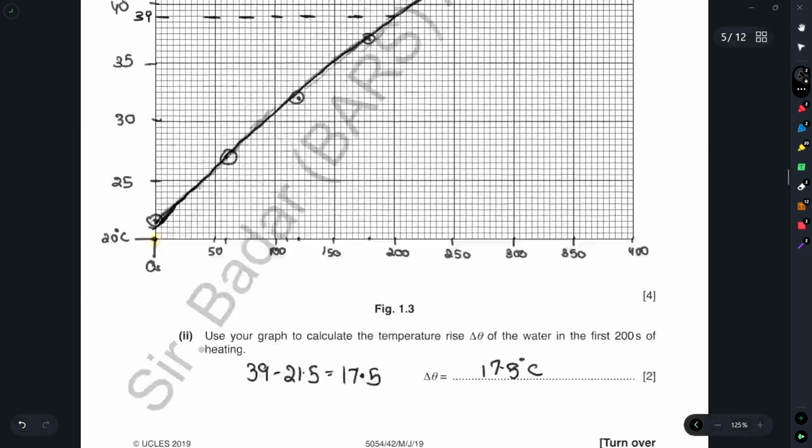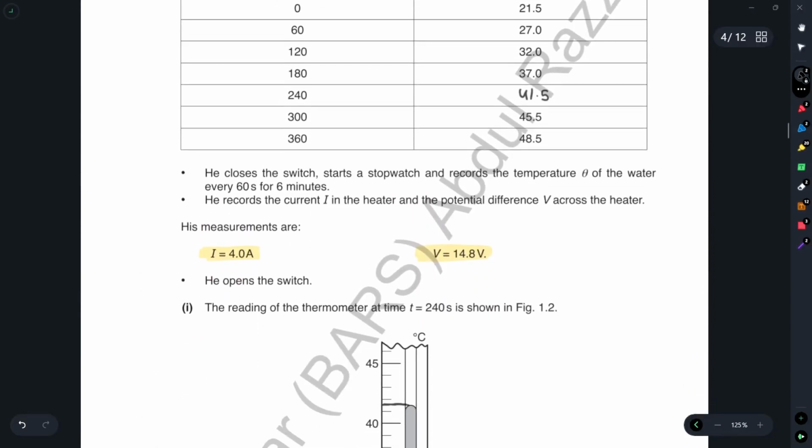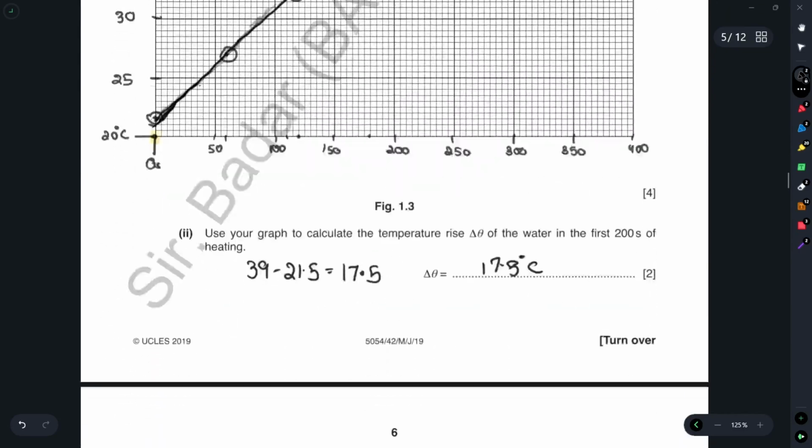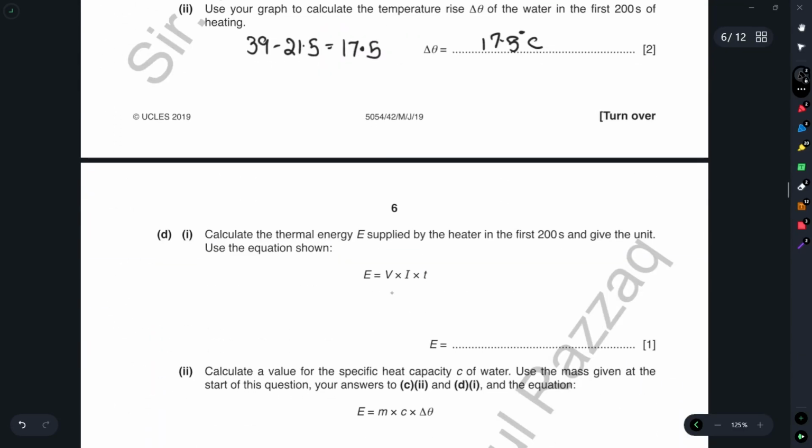So the values we had highlighted above were 4 amperes and 14.8 volts of potential difference. So that's what I'm going to use over here. The potential difference is 14.8. The current is 4. The time, of course, is 200. So your answer must be what? Your answer must be between 56 and 59.2.